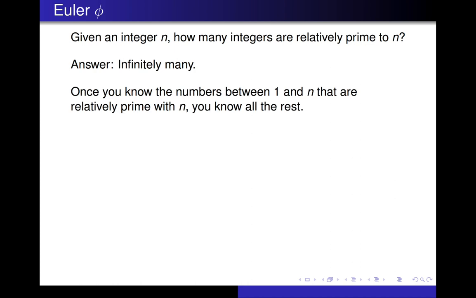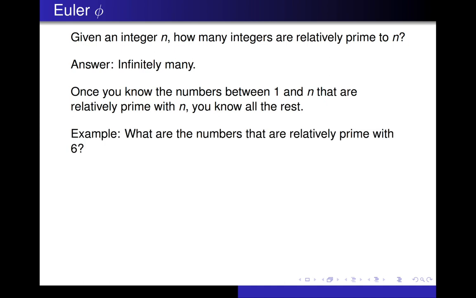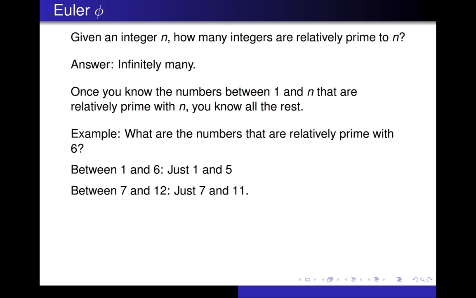So an insight that can lead us to a more interesting question is, well, once we know the numbers between 1 and n that are relatively prime with n, we actually can figure out all the rest. And let me show you an example of that with the number 6. So what are the numbers that are relatively prime with 6? Well, if we just look between 1 and 6, that's the first 6 integers, then you can see that 1 and 5 are the only ones, right? 2, 3, and 4 all share common factors with 6 besides 1. Now, if we look at the next 6 integers between 7 and 12, well, there you're just going to get 7 and 11, right? And if you look at the next 6 integers between 13 and 18, it turns out you just get 13 and 17.